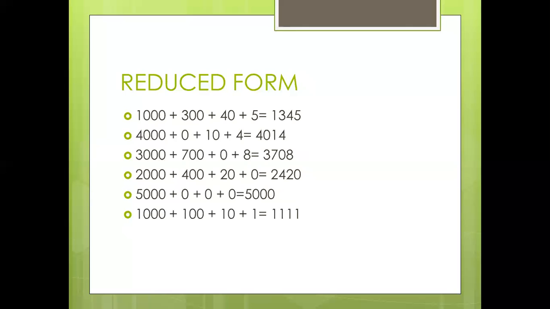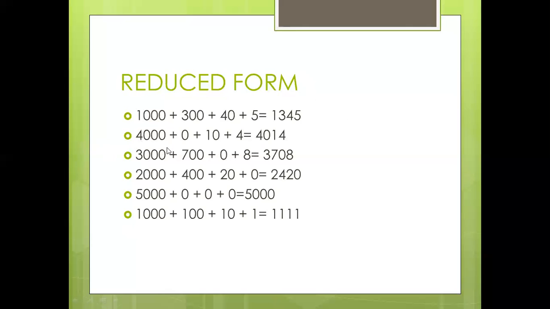Now the next topic is reduced form. So reduced form is nothing but writing the number from the expanded form that is given. Now the first number is 1,000 plus 300 plus 40 plus 5. So the answer is 1,000, 300, 40 and 5. So 1, 3, 4, 5. That is your reduced form.